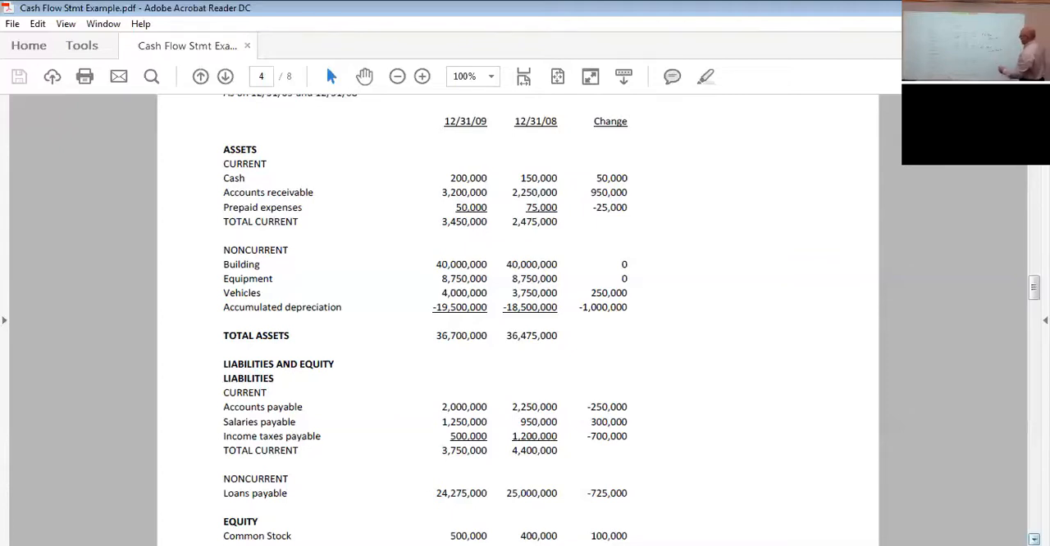Salaries payable went up $300,000. How do we increase salaries payable? You say debit salary expense with a credit. Salary expenses increase with the debit, but the payables increase with the credit.